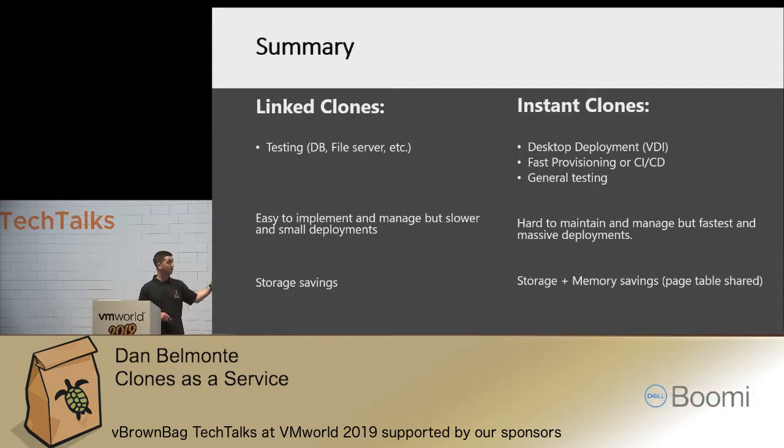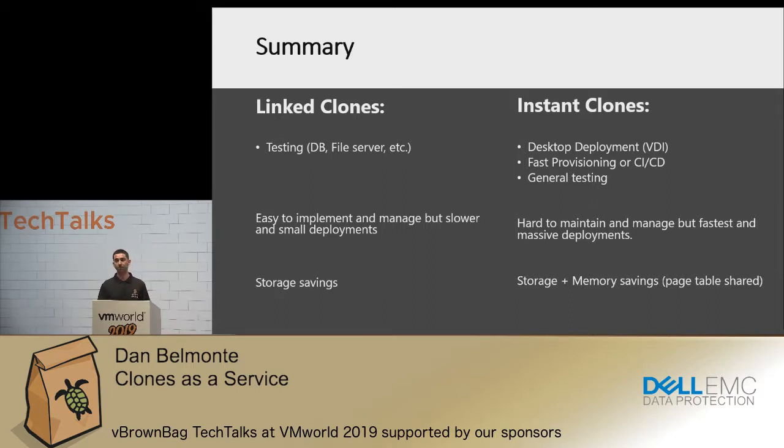As a summary, as we need to finish: linked clones are good for testing, easy to implement and manage, and a bit slower than instant clones. You have storage savings for sure, because the storage is the dependency. Instant clones you can use for VDI, and if you have Horizon View that will be better. But we're only using vSphere, so it's free. You only have to take the script from PowerCLI. And for general testing, I would recommend it.